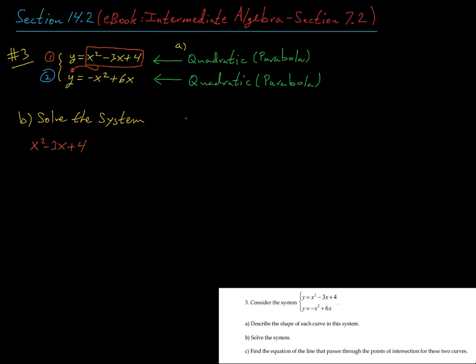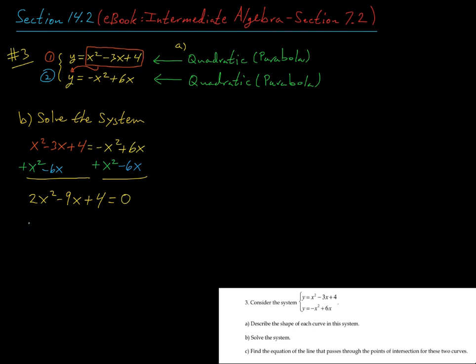and that's going to equal minus x squared plus 6x. So we have quadratic equations, so I'll go ahead and solve by adding x squared to both sides and subtracting 6x from both sides. This is going to give us 2x squared minus 9x plus 4 on the left, and a 0 on the right.